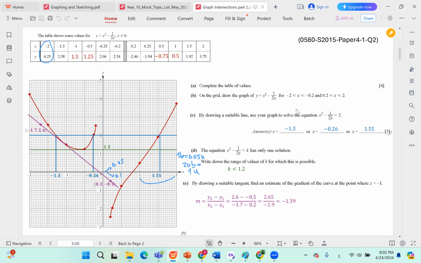To get negative 2 and 4.25, we also need to figure out the ratio between boxes and units for the vertical. For the vertical here, we have 10 boxes worth 1 unit. So one box will be worth 0.1 units. And we go to the first point. We go to negative 2 on the x-axis. There it is. And we move up to 4.25.